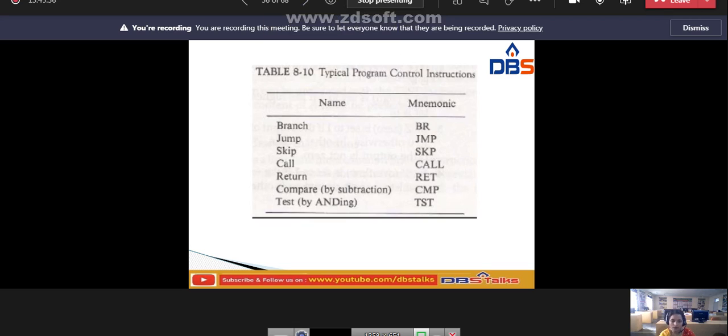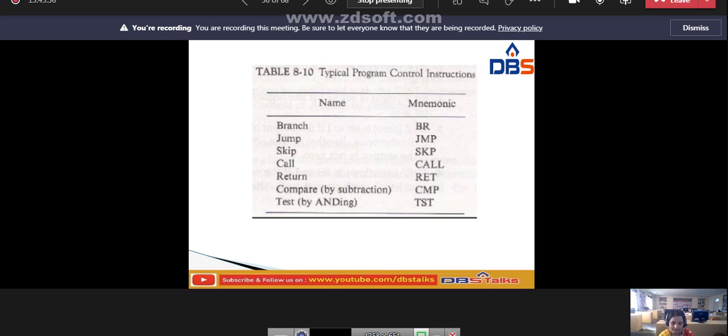So this is the program control instruction table. Branch and jump instructions may be conditional or unconditional. An unconditional branch instruction causes a branch to the specified address without any condition. The conditional branch instruction specifies a condition such as branch if positive or branch if zero. The skip instruction does not need an address field and is therefore a zero address instruction. A conditional skip instruction will skip the next instruction if the condition is met. This is accomplished by incrementing the program counter.